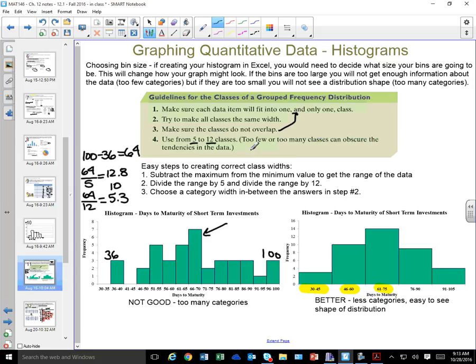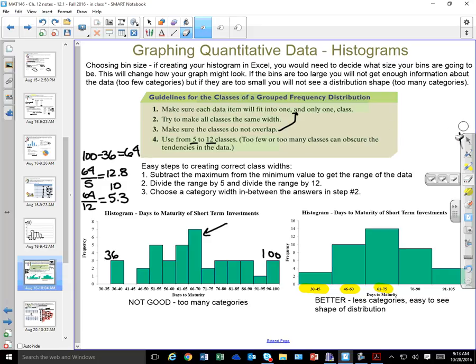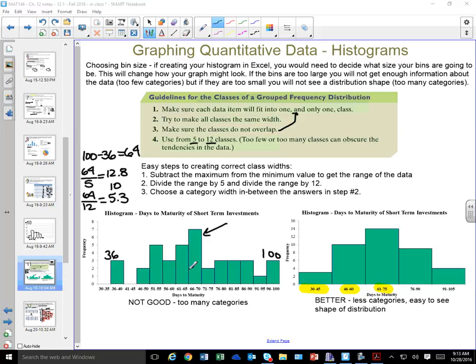And then their guideline is to use from 5 to 12 classes. Usually if you have fewer than 5, that's not going to be enough, and you'll end up with just two big bars or something that doesn't really tell you much about your data. If you use too many categories, more than 12, then you're going to get something like this, where it's kind of just a flat line. You can't tell much about the data because you have too many categories.